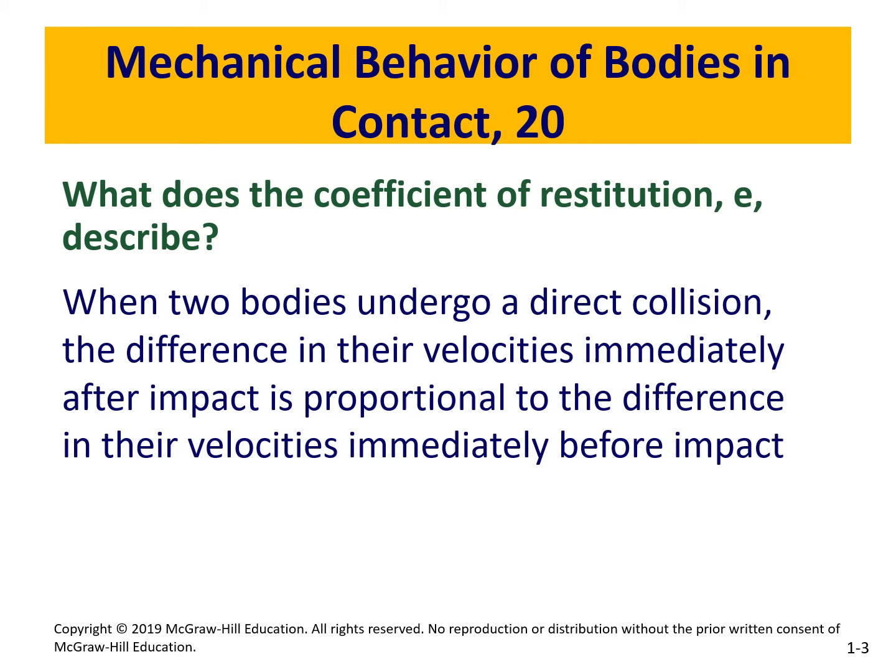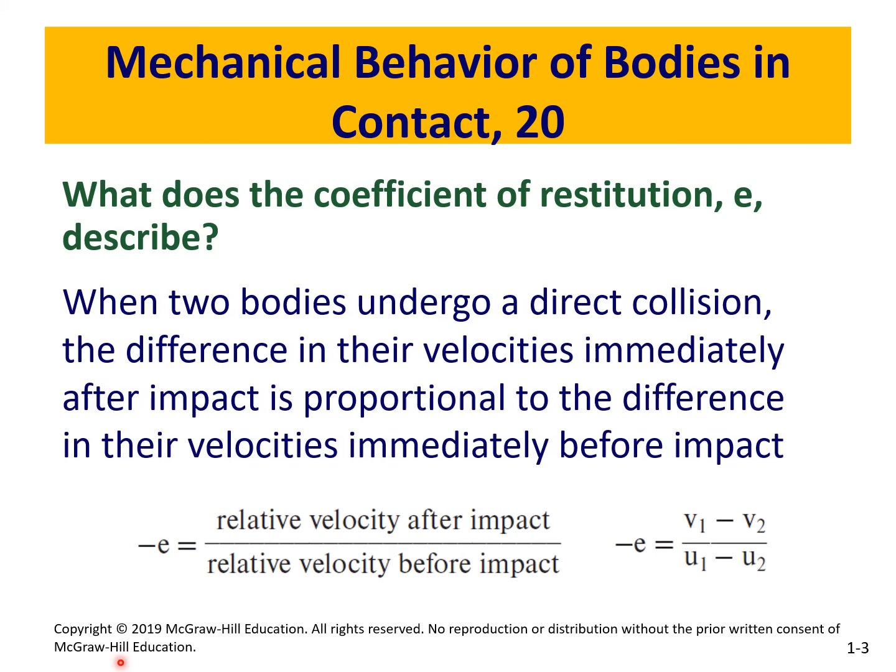And then, so what does the coefficient of restitution describe? When two bodies undergo a direct collision, the difference in their velocity immediately after impact is proportional to the difference in their velocity immediately before impact. So it's about the velocities before and after, the differences between them. If you have two objects colliding, the velocity before the impact and the velocity after the impact, they're proportional. And that proportionality factor is our coefficient of restitution.